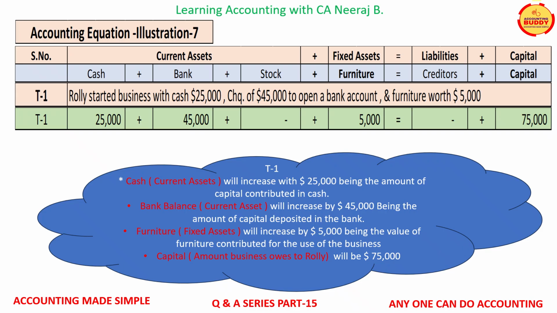On asset side, cash will increase by $25,000, bank balance by $45,000, and furniture by $5,000. And on right hand side of the accounting equation, the capital of the business will increase by $75,000.